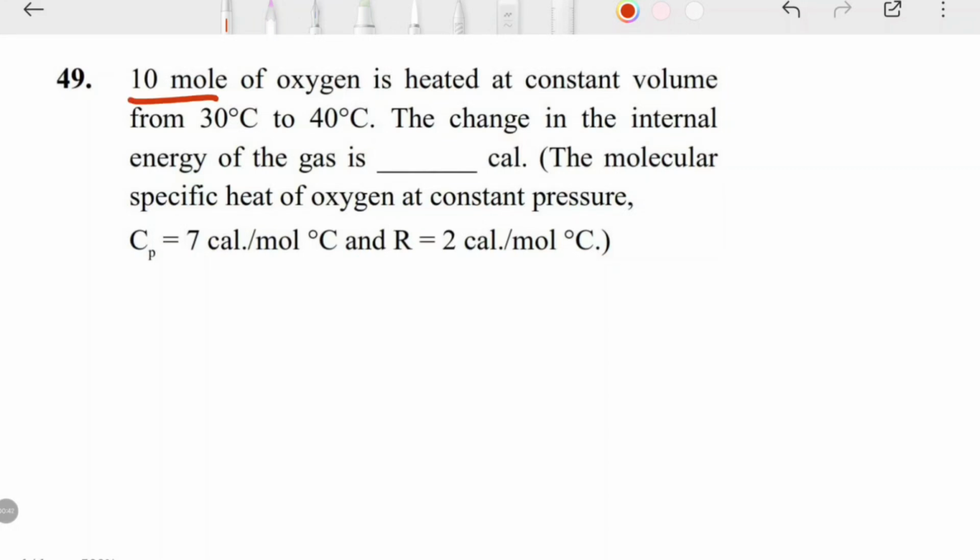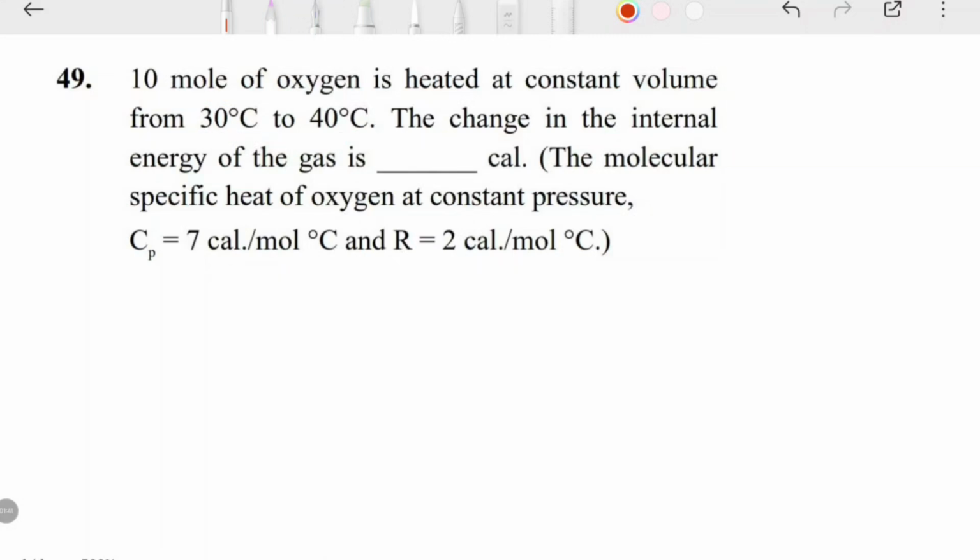In this question, 10 moles of oxygen are heated at constant volume from 30 degrees Celsius to 40 degrees Celsius. Find the change in internal energy. We have the molar specific heat at constant pressure as 7 calorie per mole degree Celsius, and the universal gas constant, that is the R here, is 2 calorie per mole degree Celsius.